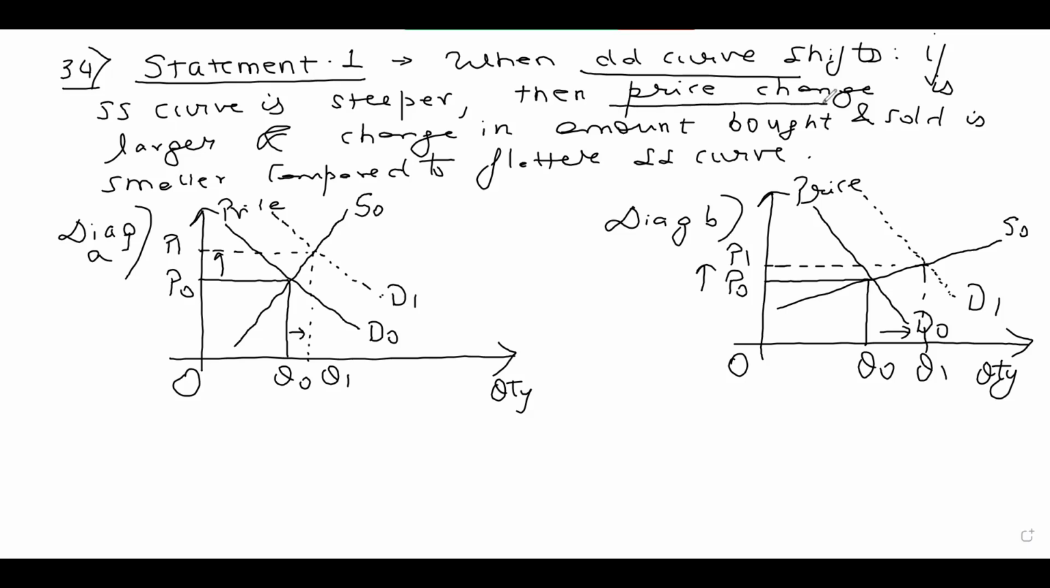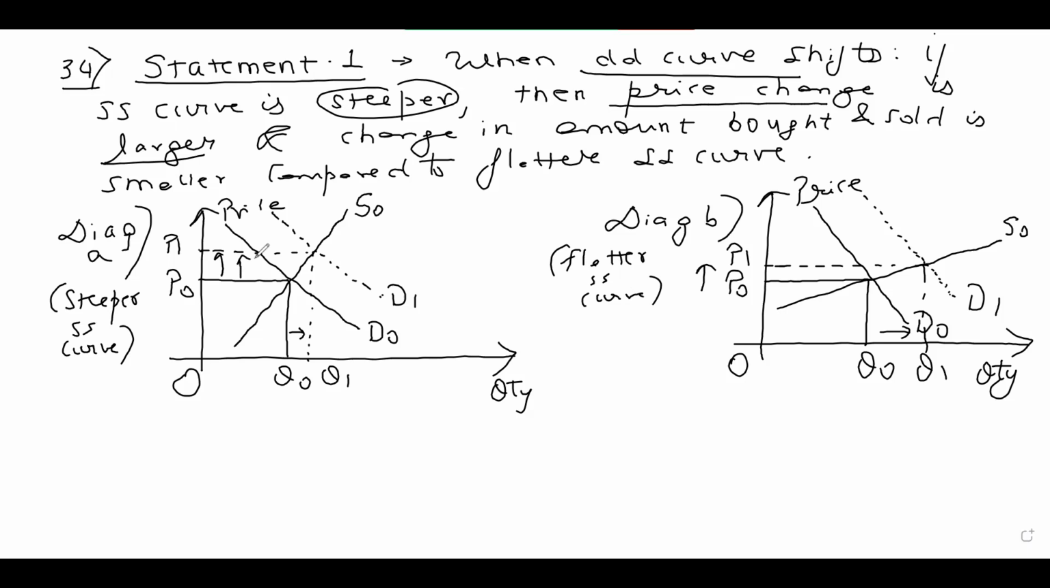The price change is larger in the steeper case. Here, this is the steeper case. This is my steeper supply curve. And diagram B depicts the flatter supply curve. When the demand curve shifts, if the supply curve is steeper, the price change is larger. You can see that. And the change in amount bought and sold is smaller.